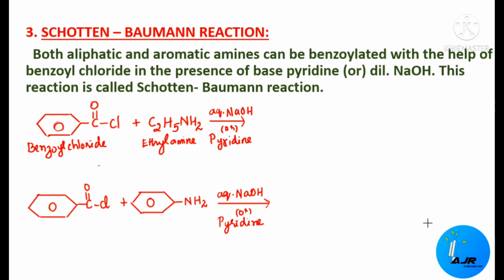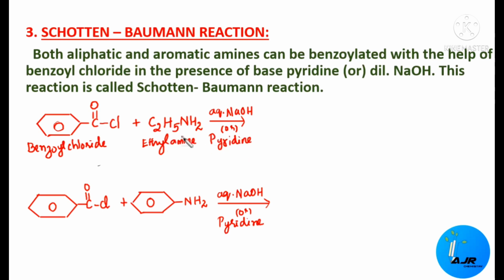What is a benzoyl group? Let me write it: C6H5C double bond O single. So this group is called a benzoyl group. When this benzoyl group is introduced into a molecule, that process is called benzoylation. Now we have taken the compound benzoyl chloride and the aliphatic primary amine. Ethylamine is an aliphatic primary amine. In the presence of either aqueous sodium hydroxide or pyridine, this reaction takes place.